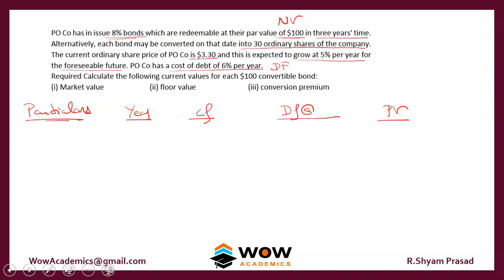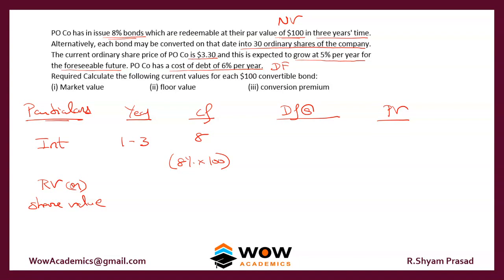Okay, so particulars, we have two items here. One is the interest and the other one is the redemption value or the share value. So we don't know which will be the answer, so we'll write both. So here, interest is going to be paid from the first year to the third year, so 3 years. It is an 8% bond and the nominal value is 100, so the cash flow comes to 8.